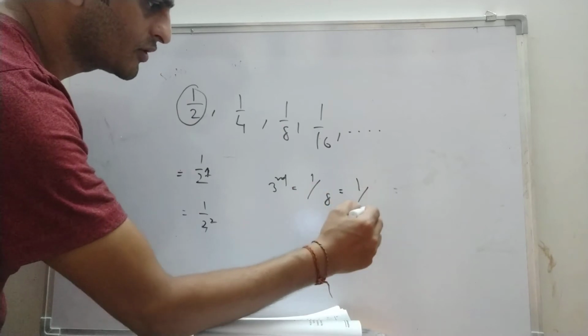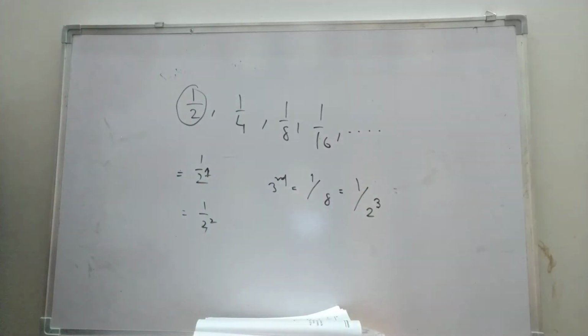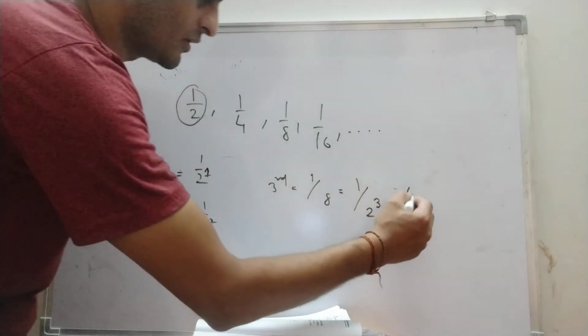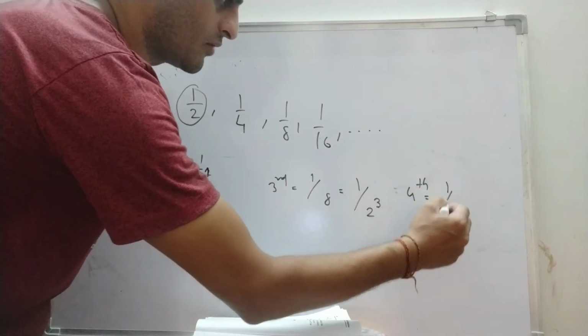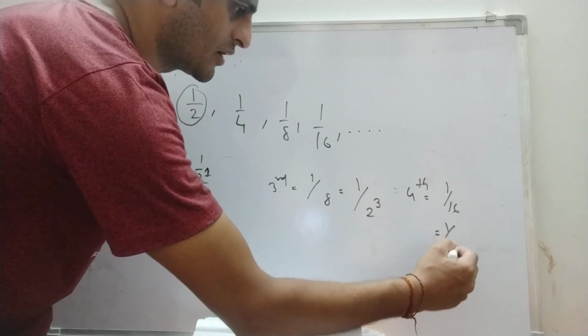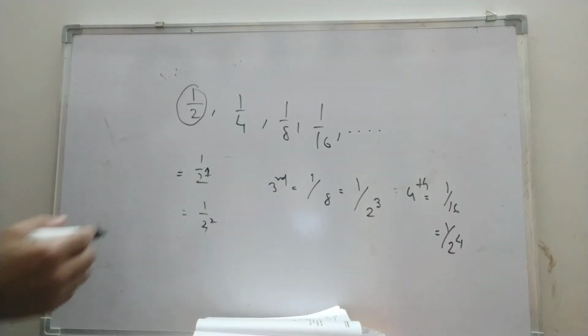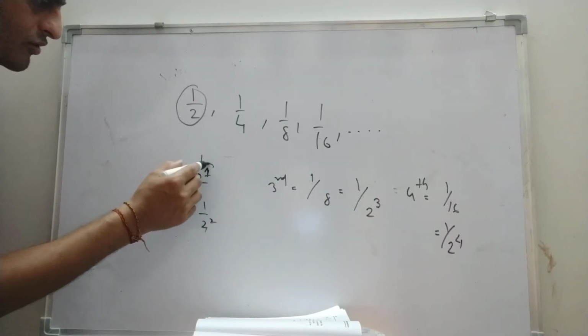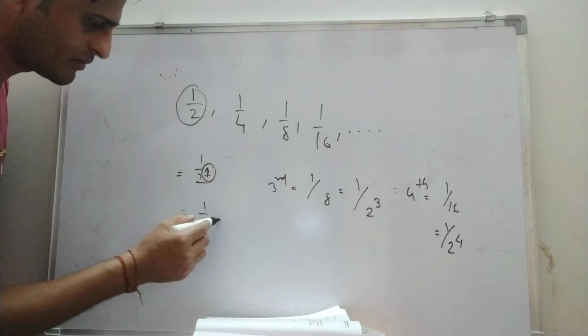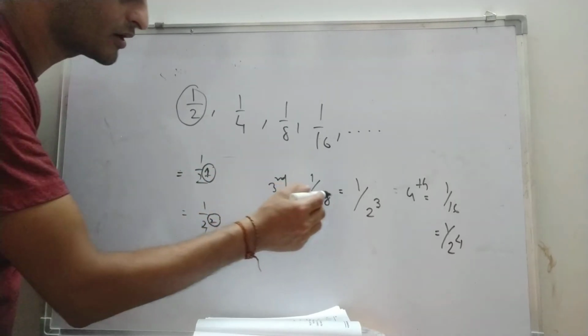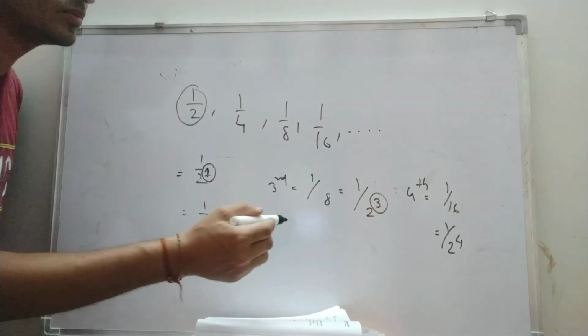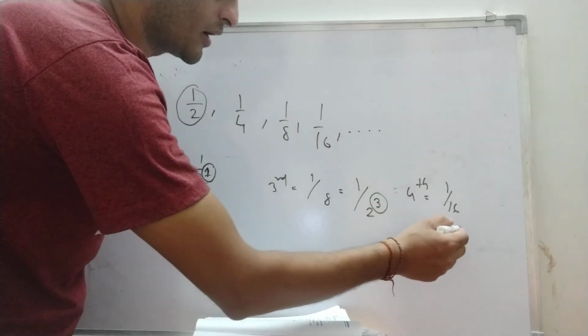1 by 8 means it is 1 by 2 cube. And the fourth term, students, you will find out 1 by 16. 1 by 16 is 1 by 2 to the power 4. So if you observe this pattern, the first term is 1 by 2 to the power 1, the second term 1 by 2 to the power 2, the third term 1 by 2 to the power 3, 2 cube, the fourth term 1 by 2 to the power 4.